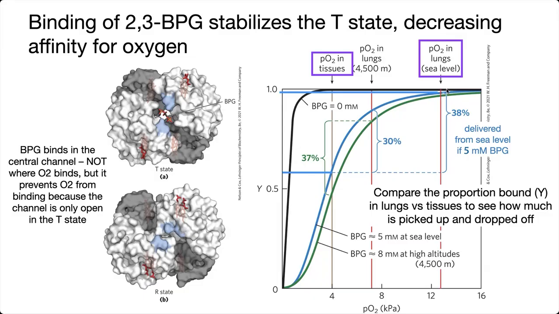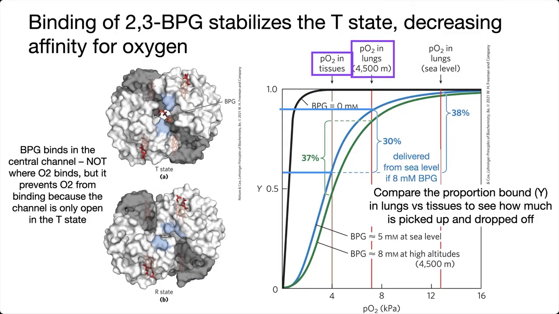If we look here, by comparing this point to this point, we get about 38% delivered. If we were at this sea level amount of oxygen, we pick up almost all of it in our lungs. We deliver about 38% of it to our tissues. So lots of oxygen gets delivered. If we started, however, at the high altitudes where we have lower oxygen concentrations, well, now you can see we're starting lower. Starting at different levels, but we're ending at the same level. And if we're starting at a lower level, we're going to deliver less. And so we'd only be delivering about 30% of the oxygen if we had that 5 millimolar BPG.